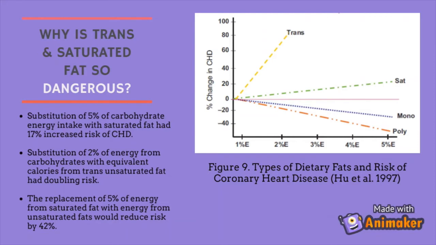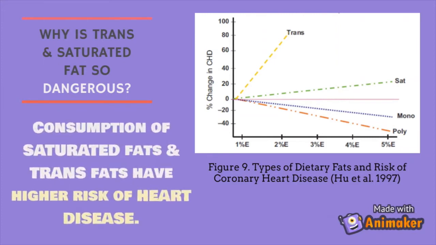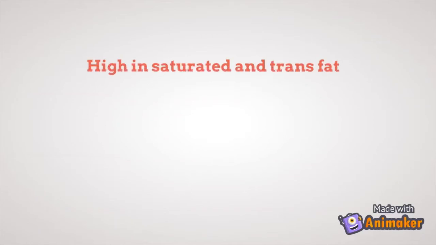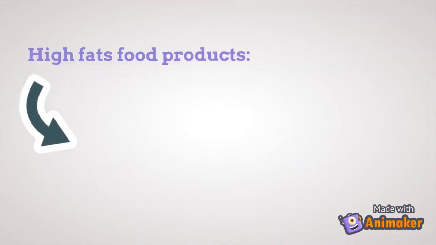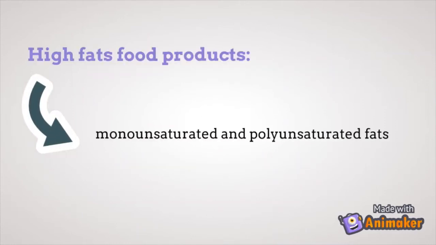The authors also estimated that the replacement of 5% of energy from saturated fat with the energy from unsaturated fat would reduce the risk by 42%. From the data analysis, we can clearly see that the consumption of saturated and trans fat was associated with higher risk compared to polyunsaturated and monounsaturated fats. As we know, foods that are high in saturated and trans fat are harmful to human health. Therefore, these high-fat food products should be substituted with monounsaturated and polyunsaturated fat.